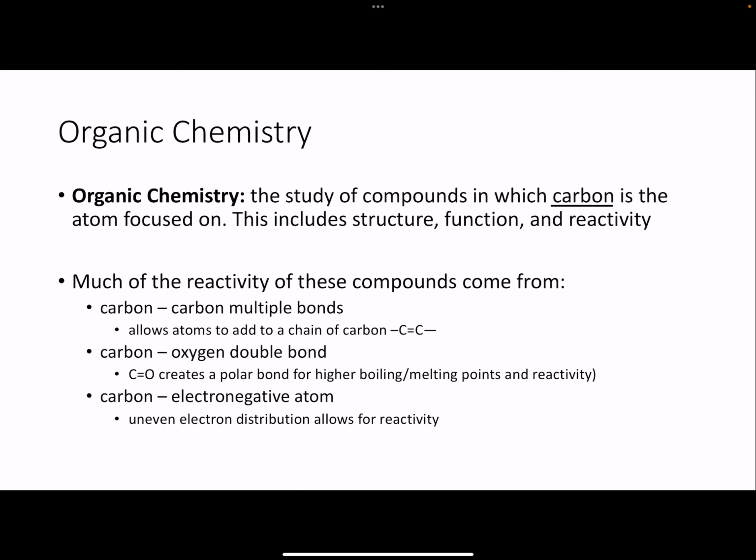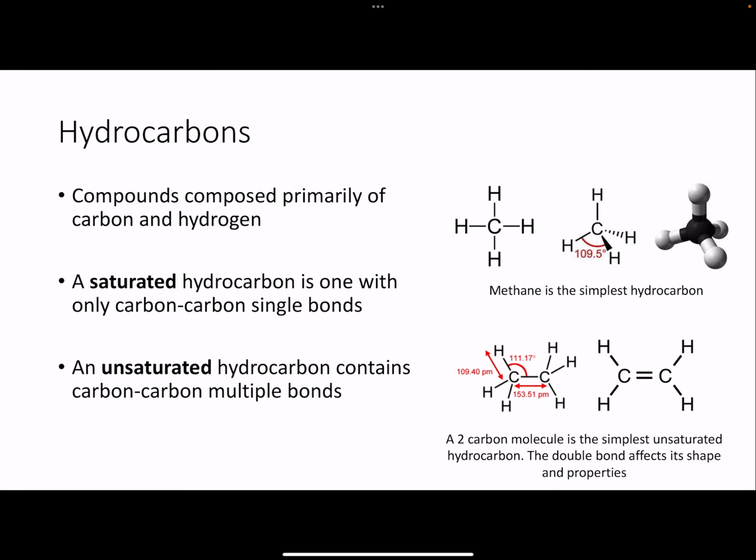So a simple definition of organic chemistry is the study of carbon, including its structure, function, and reactivity. All right, a lot of this comes from carbon-carbon multiple bonds. You can see here like a double bond. Carbon-oxygen bonds, that's a very reactive one. And carbon plus an electronegative atom. So anything like oxygen, chlorine, fluorine, etc. We'll look at that when we get into reactivity, but our goal here is just to be able to draw and interpret what the molecules look like.